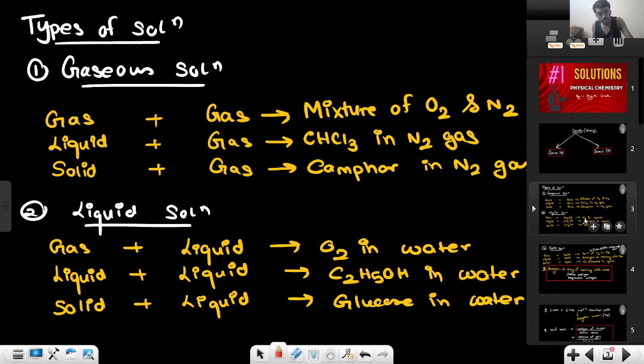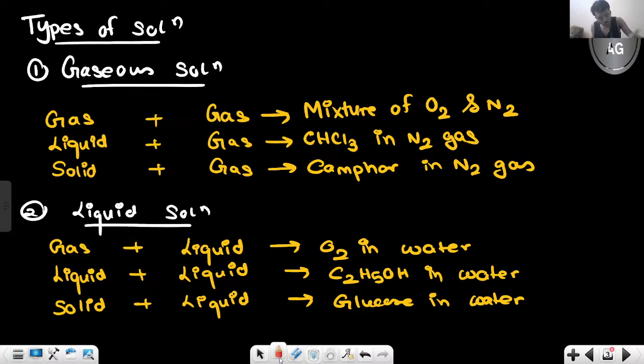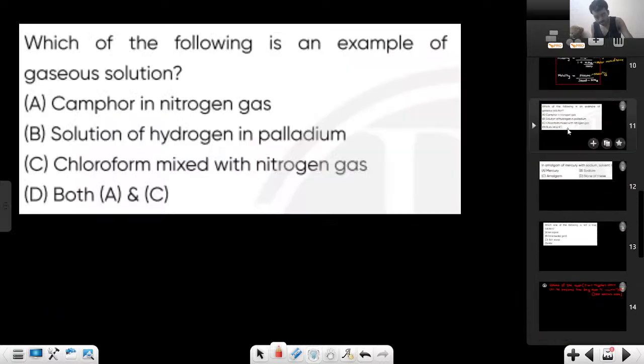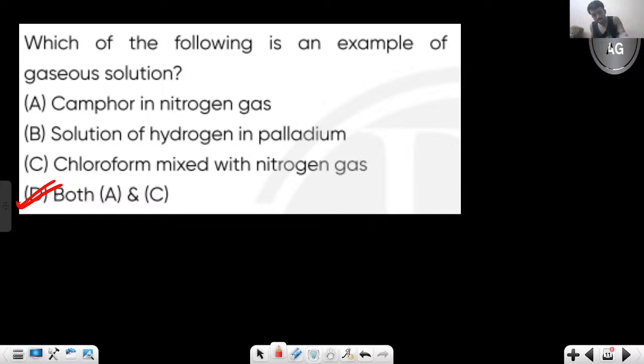কোথা থেকে এলো এটা? এখানে আছে, দেখো এখানে গ্যাসের সলিউশন এর কি কি আছে এটা বলেছিলাম। Camphor in N2 gas is a solid gas solution and chloroform in nitrogen gas is a liquid gas solution, right? So the answer is going to be option number 4, that is both A and C. This is an easy one.